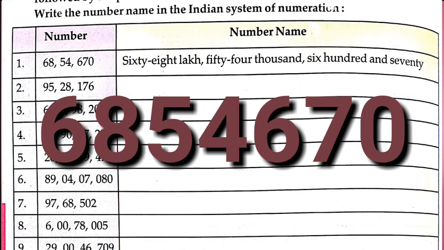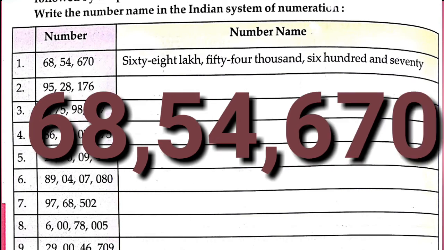Here in the number there are 7 digits. The first three numbers belong to the ones period. Then 54 belongs to the thousands period, and 68 belongs to the lakhs period. Now see, in the first three numbers, 670, 0 is in the ones column, 7 is in the tens column, and 6 is in the hundreds column.